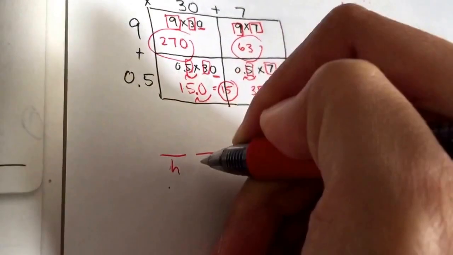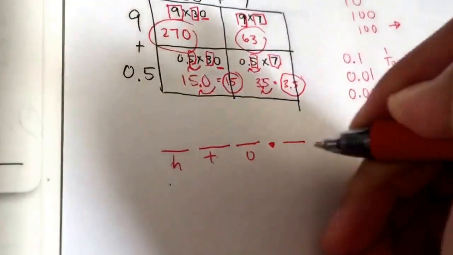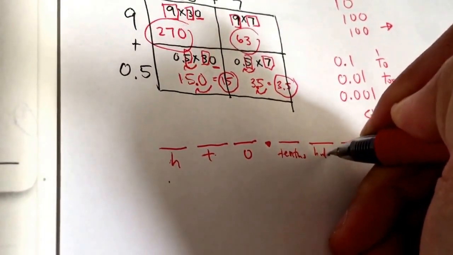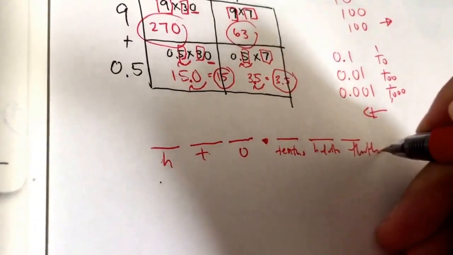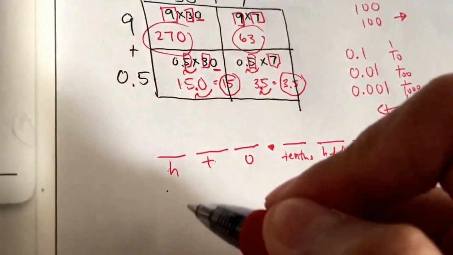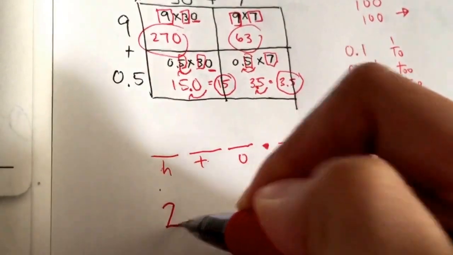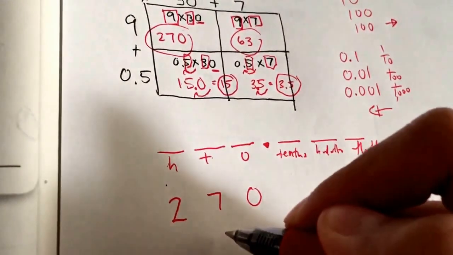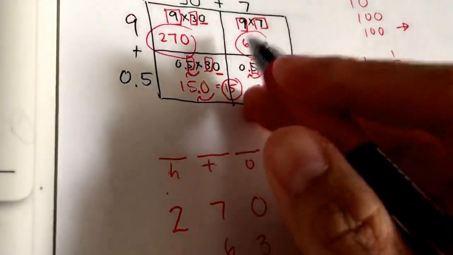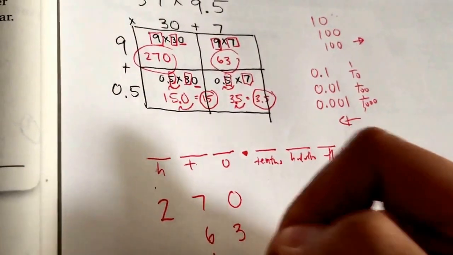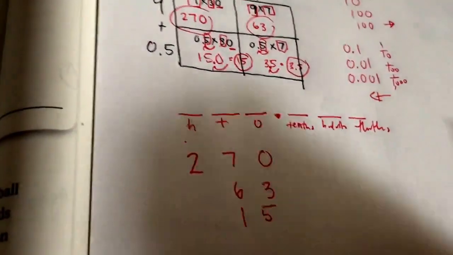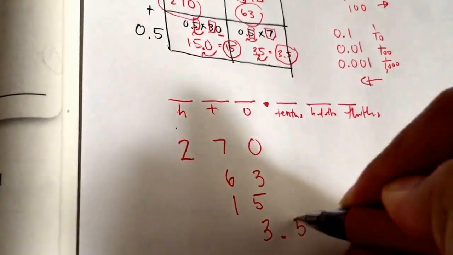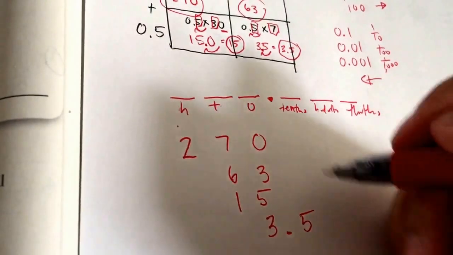This is the hundreds, the tens, the ones, tens, hundreds. This is the tenths, the hundredths, and the thousandths. And I'm not going to write it all out. So 270. 270 is 270. 63 is in the tens place. 63. 15 is in the tens place. 15. And last but not least is 3 5/10. The 3 is in the ones place, decimal 5. So you can see here all of the numbers are lined up.